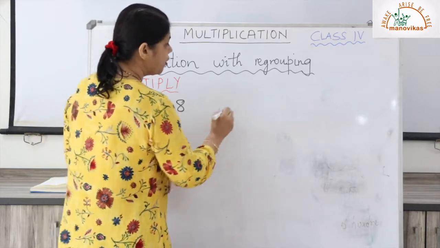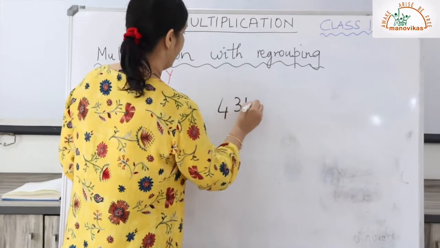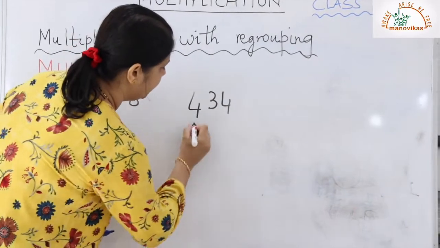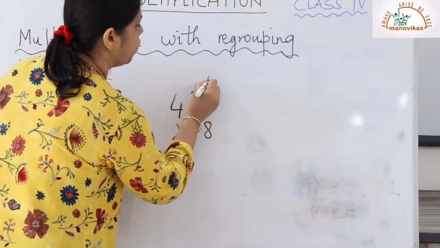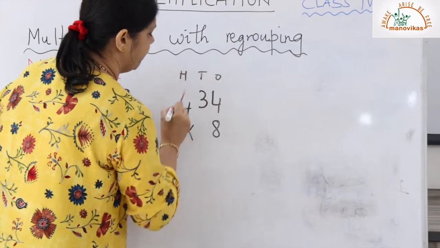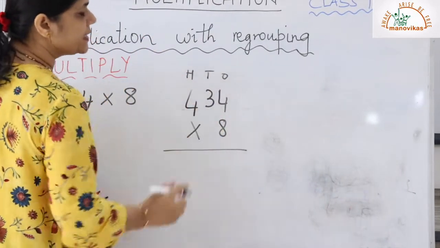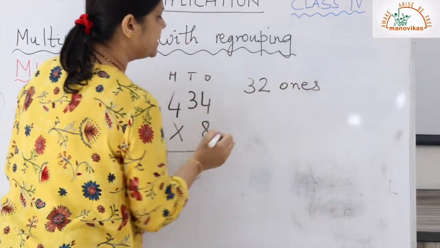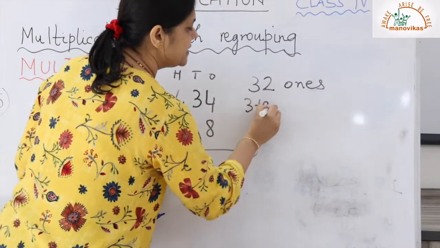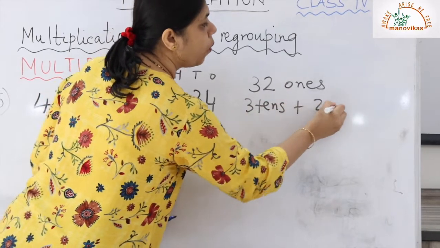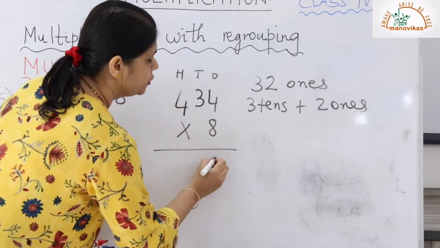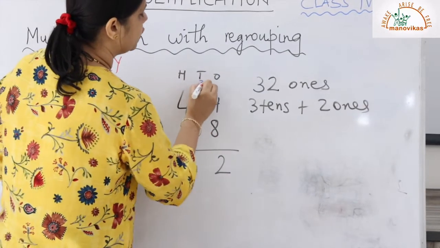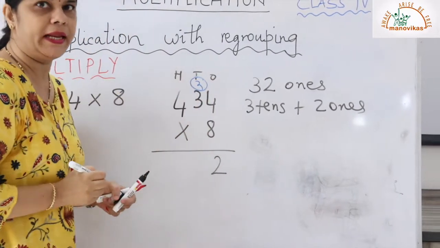We again have 434 multiplied by 8, correct? Now again we will multiply in the same way, ones, tens and hundreds. Now 8 fours is how much? 32 ones, correct? So that is how much? 3 tens plus 2 ones. So what will happen here? 2 will come here, and what will you carry over, children? You will carry over 3 in the tens place, right?